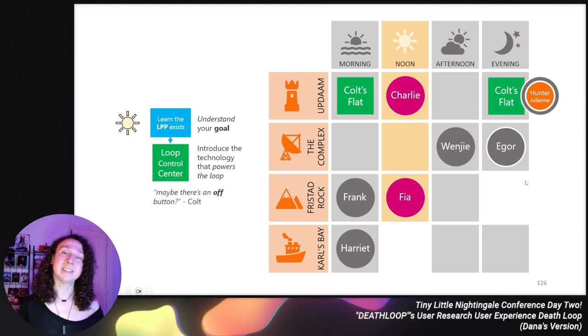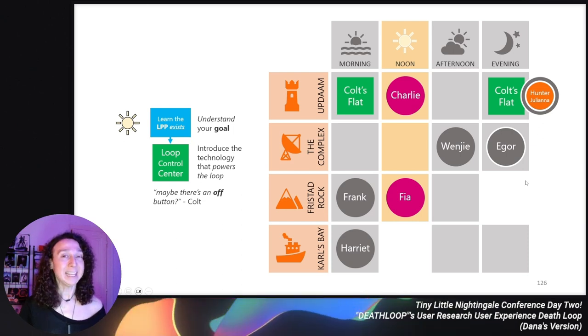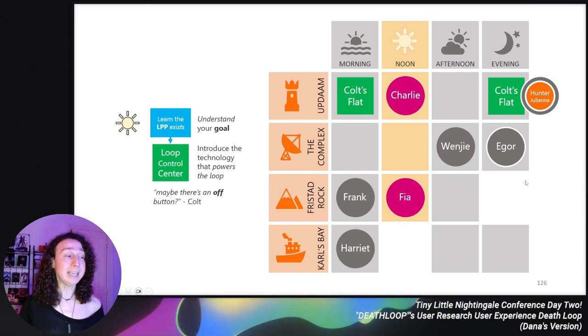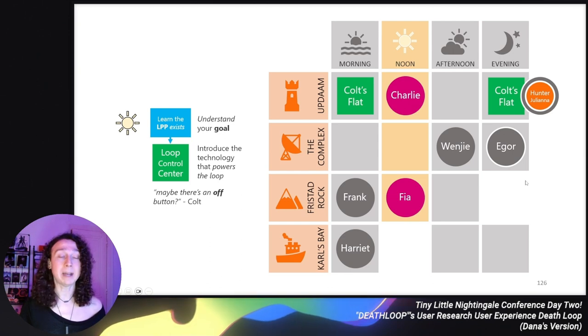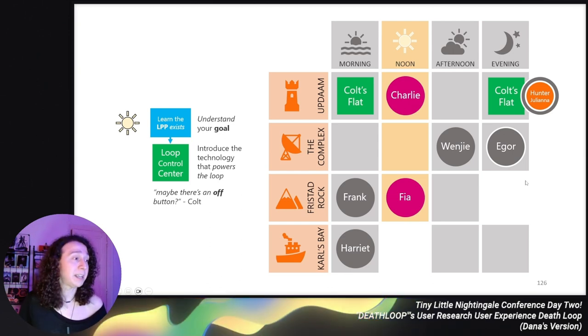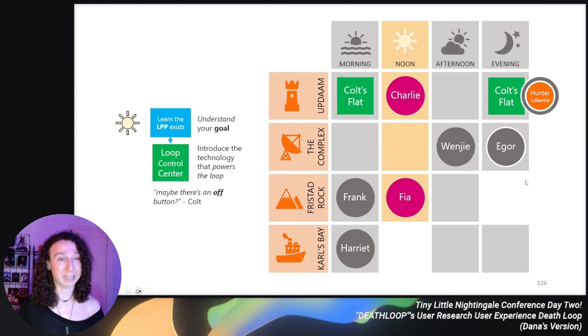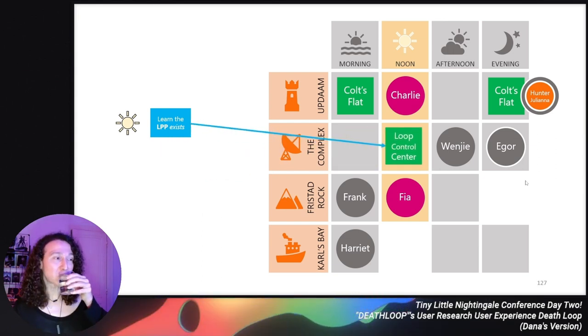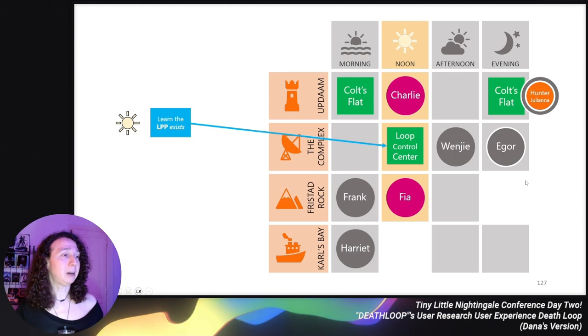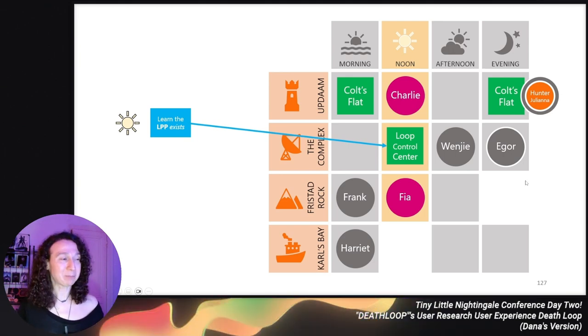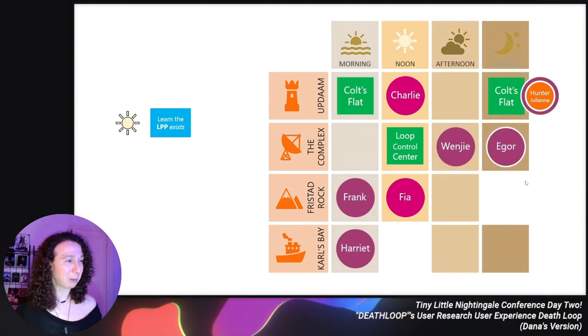And we could connect this again to Colt's motivation, because he doesn't know how to break the loop yet. He has no idea. He learns about something called a loop control center. So he's like, oh, maybe there's an off button. So now we have a way to make Colt go here. We have an open slot here at noon in the complex. Everything's perfect. No problem at all.